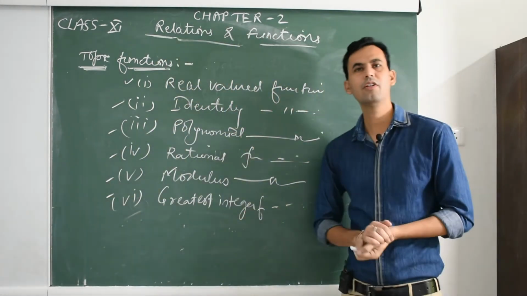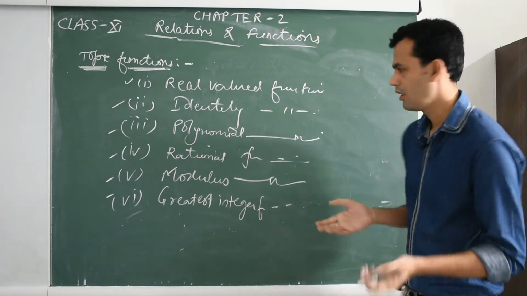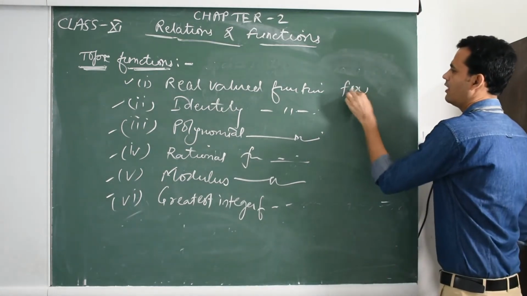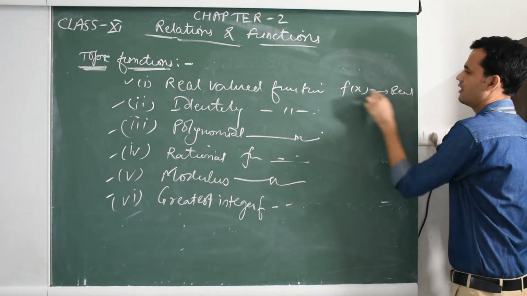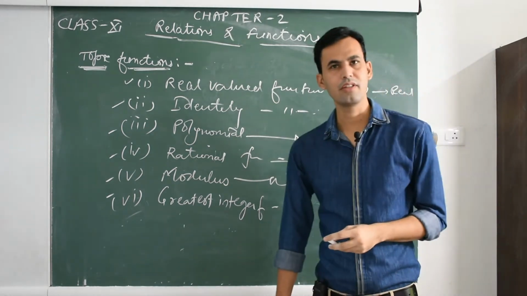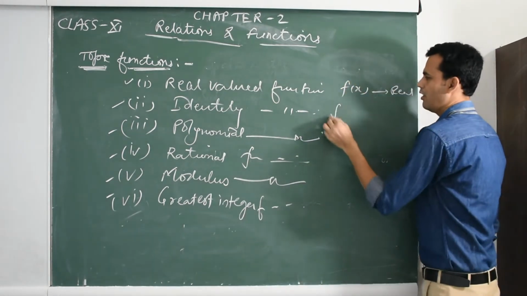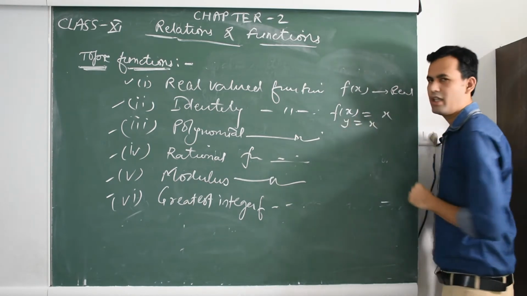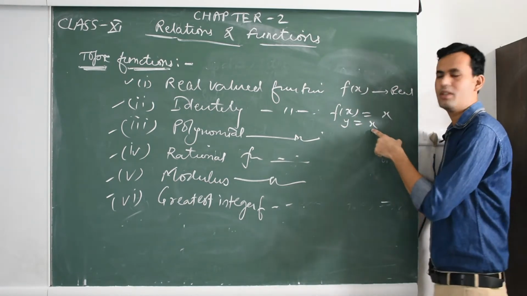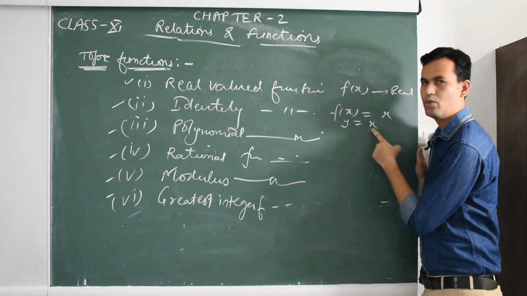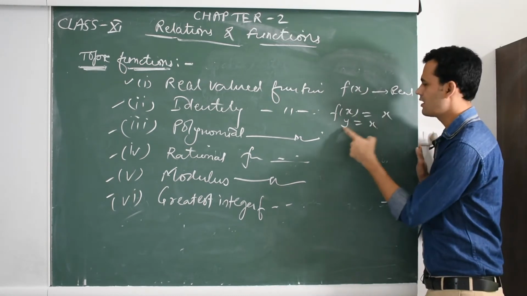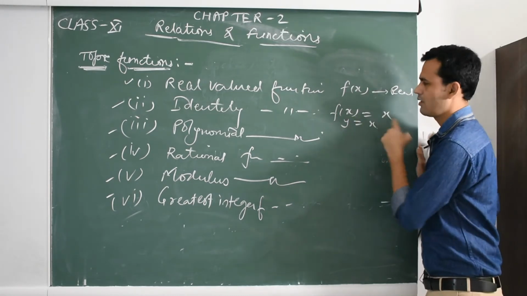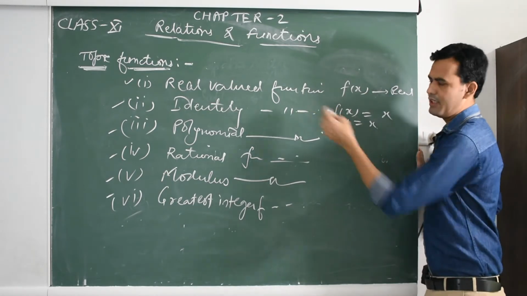So what is real valued function? If the function is in the form of any real number, then it is said to be a real valued function. Identity function: if f(x) = x or y = x. It means if we put x as 1, then y is also 1, x = 2, y = 2, x = 3, y = 3, same values. Both have f(x) = x, so it is called identity function.